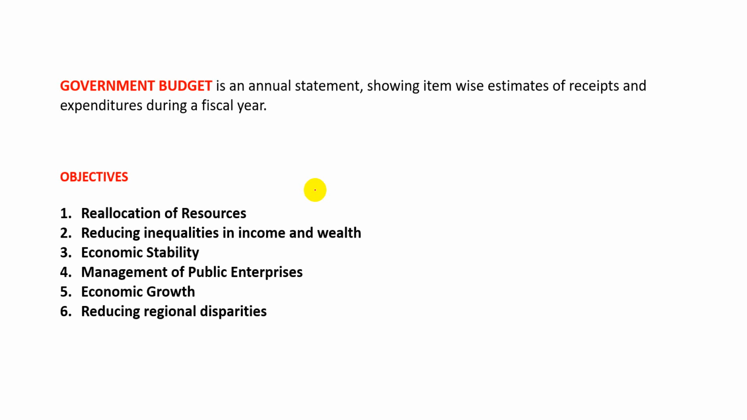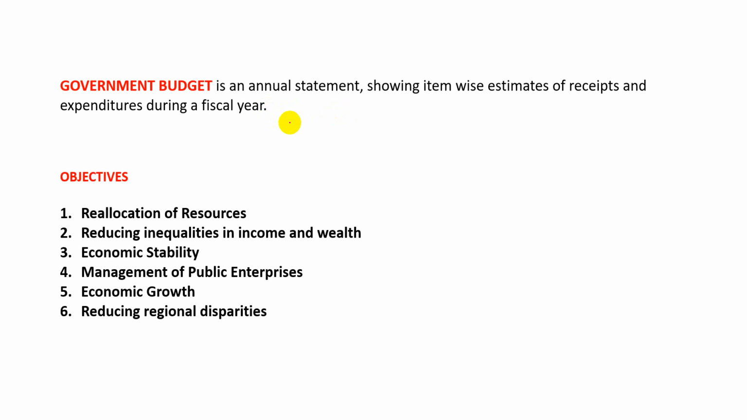What is a government budget? Government budget is an annual statement showing item-wise estimates of receipts and expenditures during a fiscal year. Government at all levels, that is, central government or state government or local self-government, prepares its annual budget. The financial year is generally taken from 1st April to 31st March.